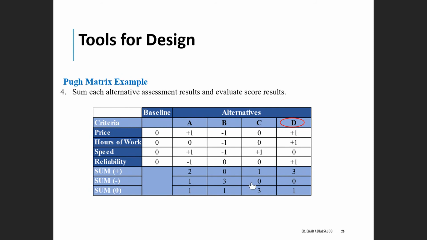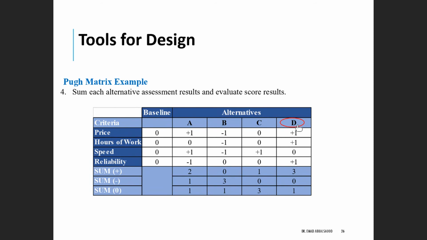For the sum of the minus, we put 0 because we didn't have any minus here. You do the same for all alternatives, and then you evaluate the results based on the highest pluses, and you see which one has the highest pluses. For example, here the D has the highest pluses, so we select D.